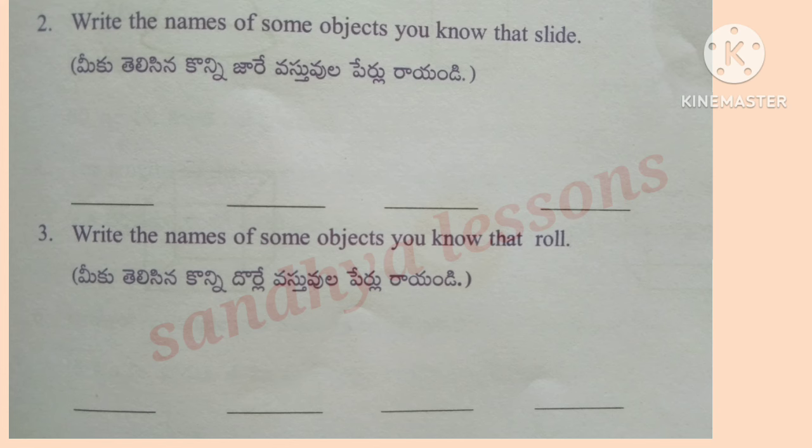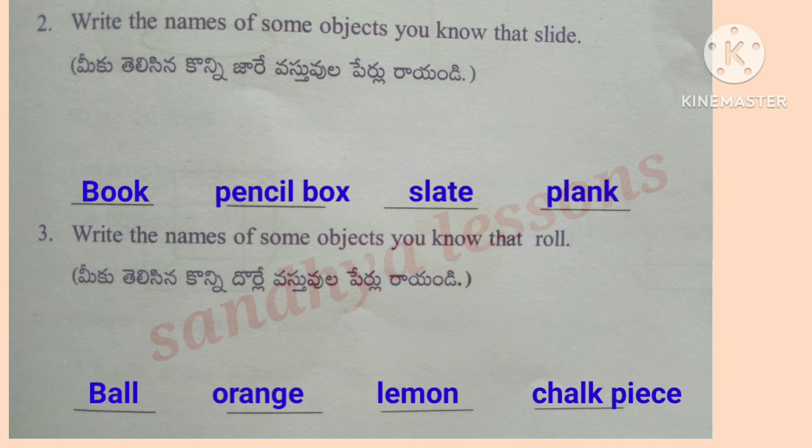Second Roman, write the names of some objects you know that slide. Book, pencil box, slate, plank. Third question, write the names of some objects you know that roll. Ball, orange, lemon, chalk piece.